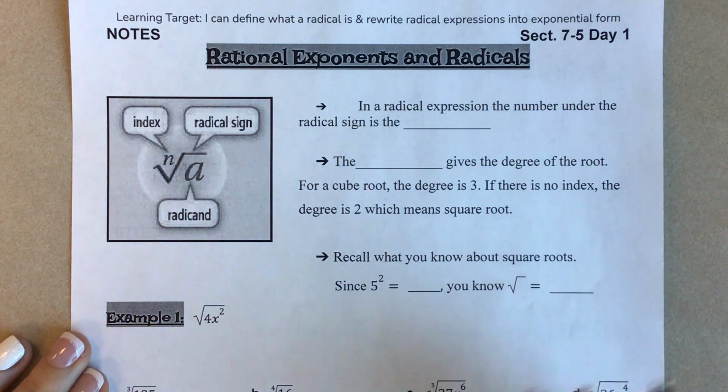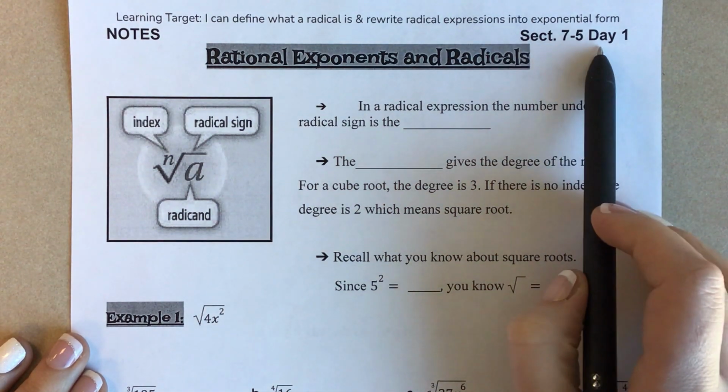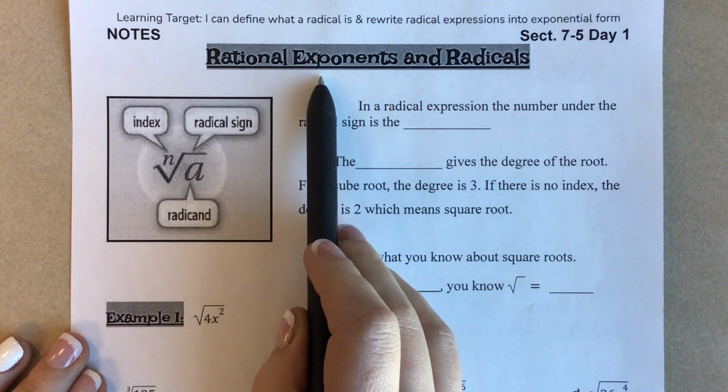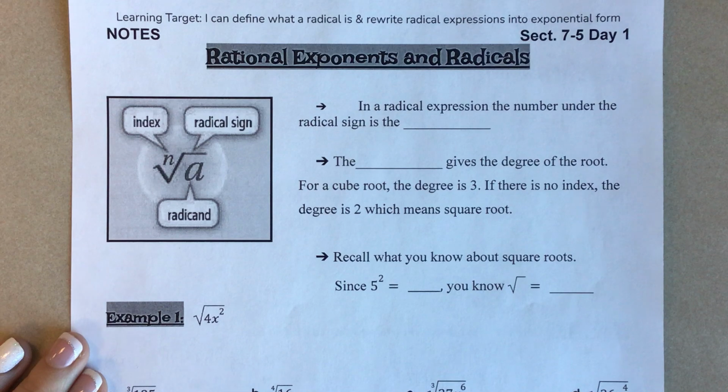We are beginning another section. We're still in chapter 7, but we're in section 7-5, day 1, and we're talking about something called rational exponents and radicals. What I'd like for you to be able to do by the end of this lesson is to define what a radical is and rewrite radical expressions into exponential form.